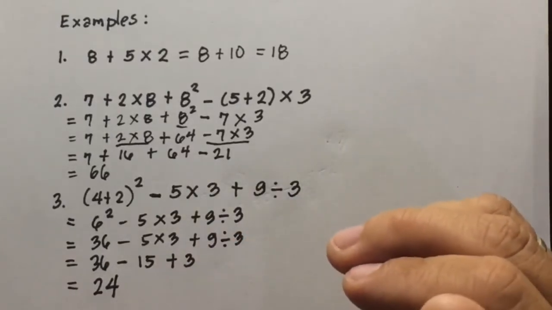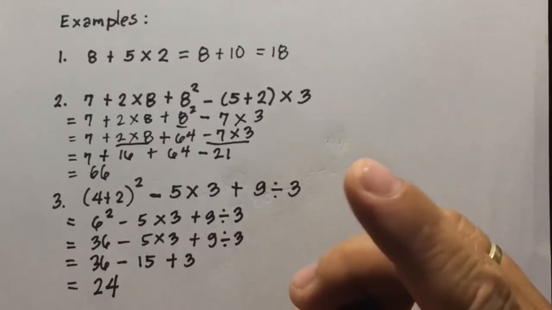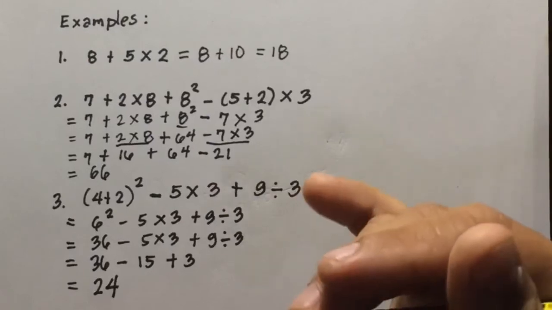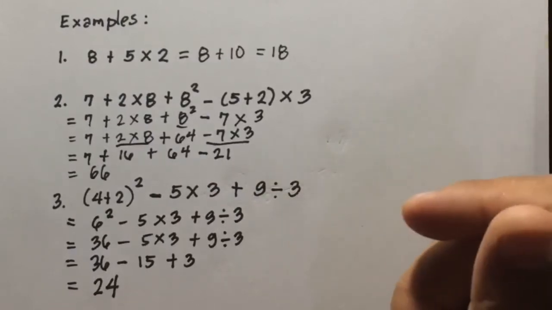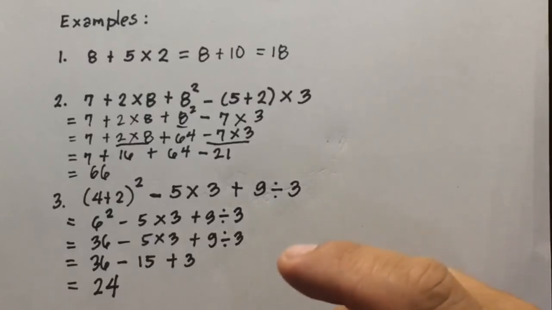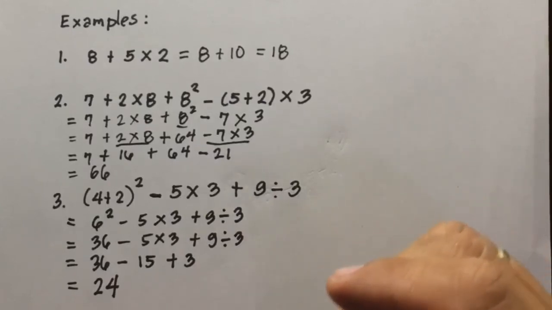So again, the order of operations is given by the acronym PEMDAS. So parentheses, exponent, multiplication or division, whichever comes first from left to right. Then addition and subtraction, whichever comes first from left to right.